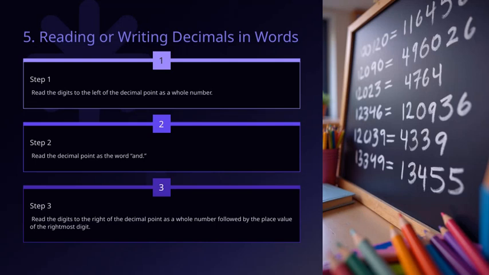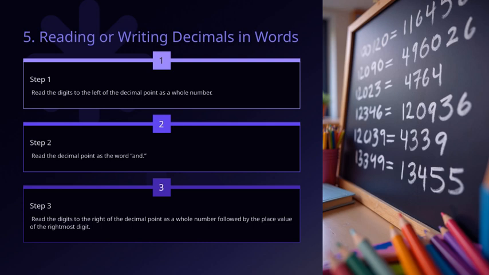All right, let's talk about how to read or write decimals in words. First, step 1. Read the digits to the left of the decimal point as a whole number. So if you see a number like 3.45, you'd read the 3 as just 3. Next, step 2. Read the decimal point as the word "and." This helps connect the whole number to the fractional part in a clear way. So in our example, after saying 3, we say "and" to indicate the decimal is coming.